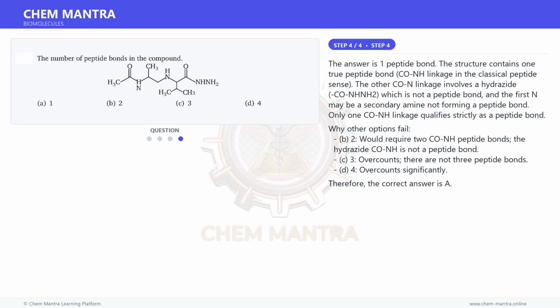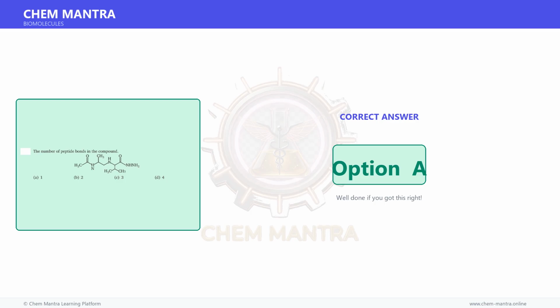Why other options fail? B, 2, would require two CONH peptide bonds. The hydrazide CONH is not a peptide bond. C, 3, overcounts. There are not three peptide bonds. D, 4, overcounts significantly. Therefore, the correct answer is A. Therefore, the correct answer is option A.